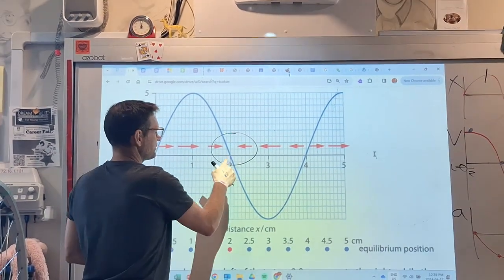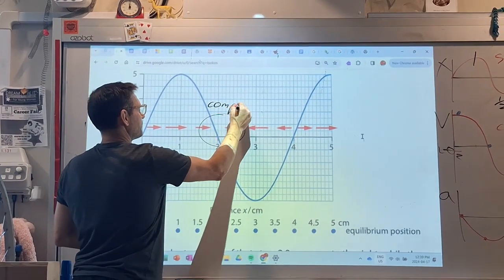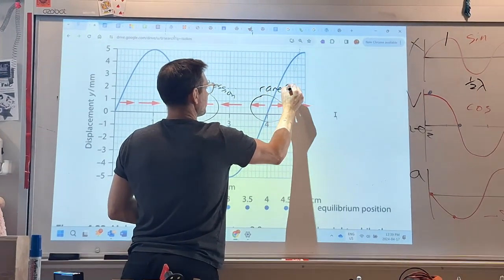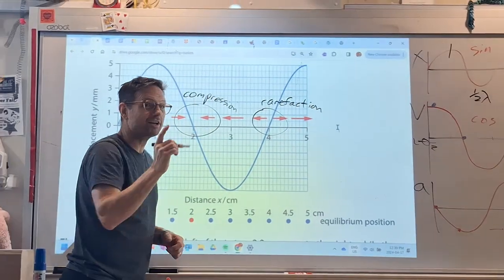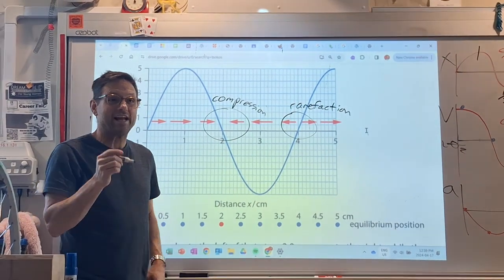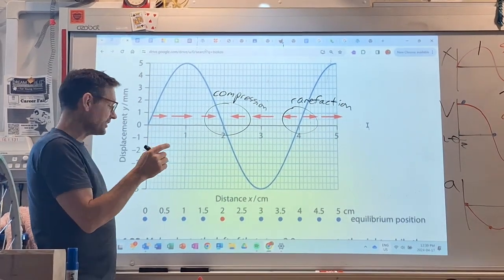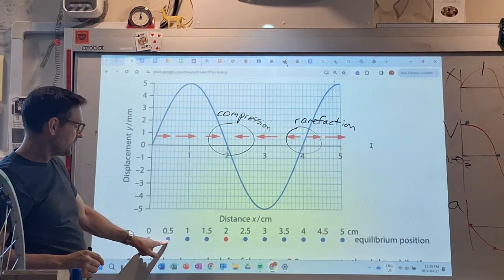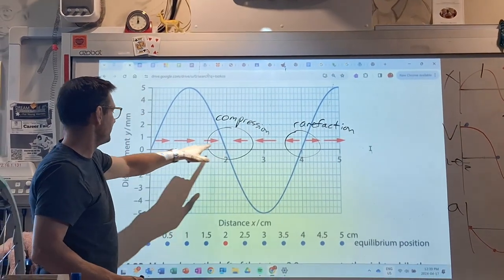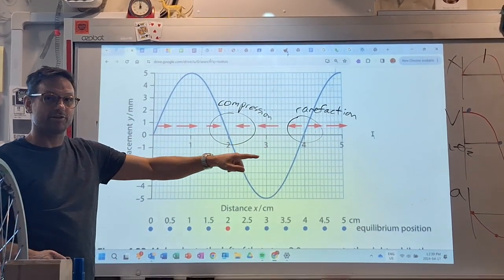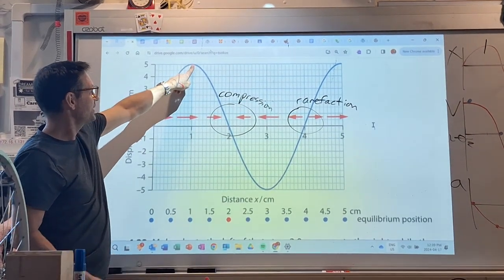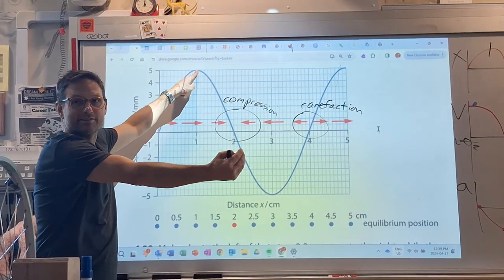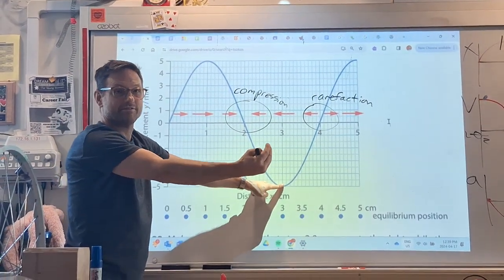This is compression. This is a rarefaction. Because the arrows are pointed... They're not going to give you the arrows. They're going to ask you to draw the arrows. What they're going to give you is these particles right here. So this is the position of the particles on this graph. It's weird. So this up is not up. It's to the right. And this is not down. It's to the left.